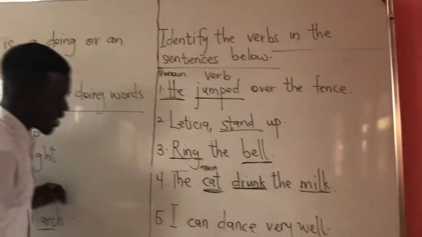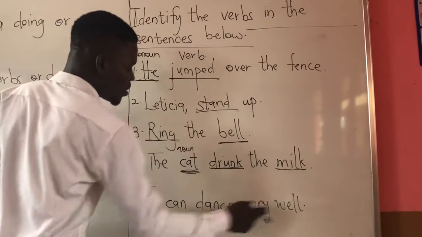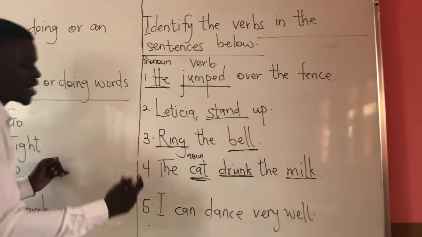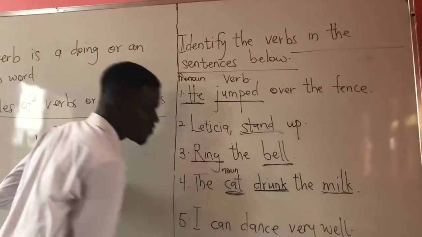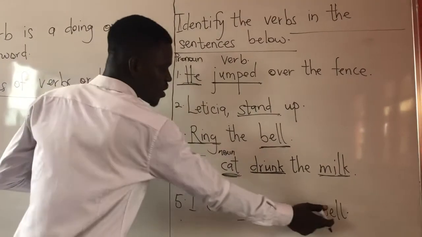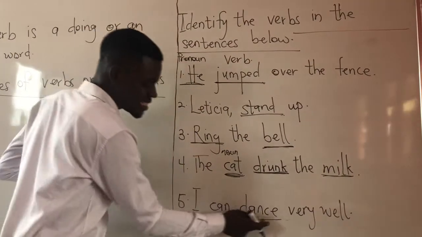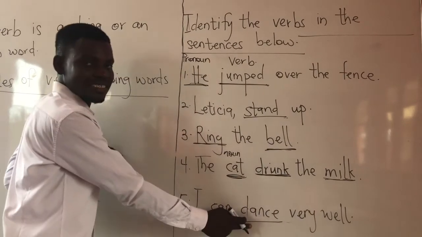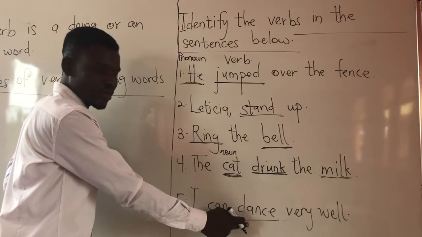Let's take the last one. I can dance very well. What can I do? I can what? Dance very well. That is what I can do. So, I can dance very well. What can I do? I can dance. Okay, I can't sing. What can I do? I can dance. Do you understand?